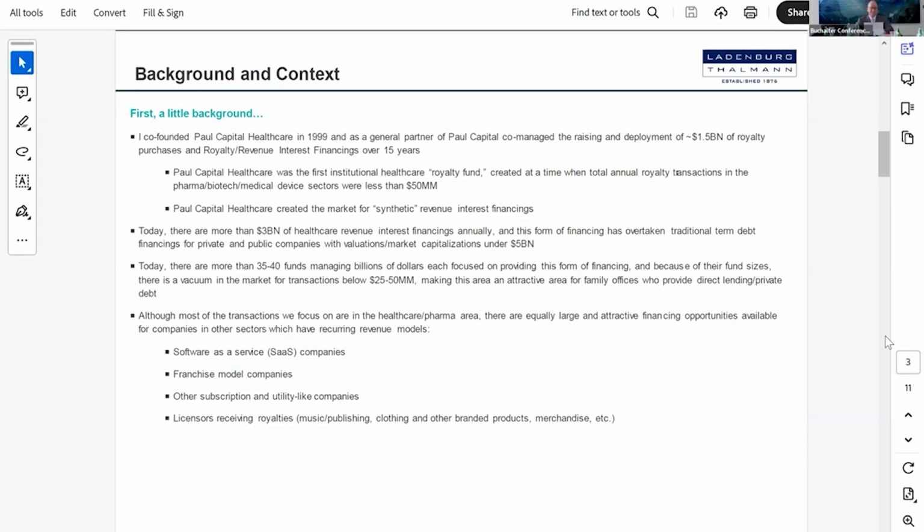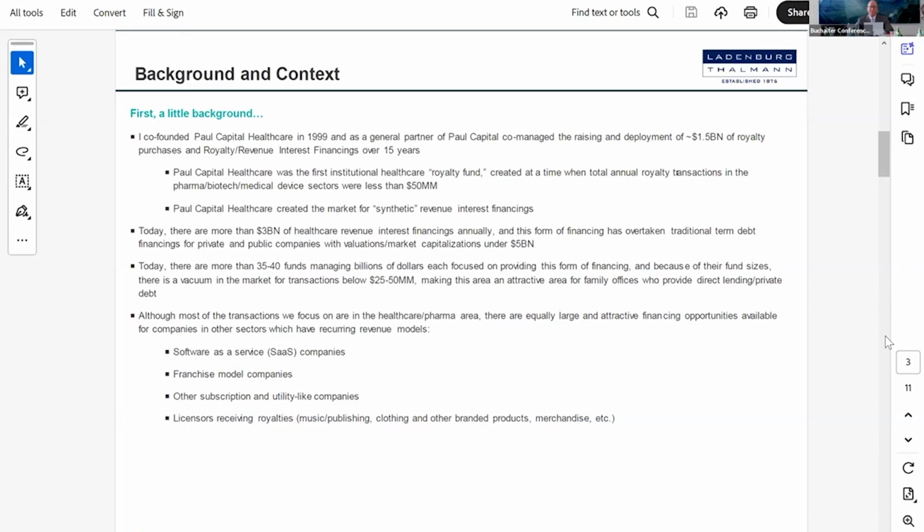So here, the fact that there are 35 to 40 funds that can each fund $100 million deals on their own, and many of them focus on deals that are really 50 million and greater, means that there's a large vacuum in the market for deals that are 25 to $50 million and below, which can be an excellent opportunity for family offices. Now, not every family office has a bite size of 10, 15, $25 million they can do alone, but we can put together groups of family offices that want to participate together.